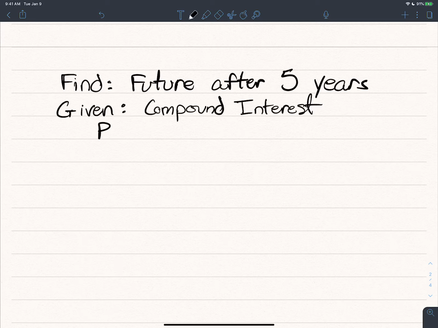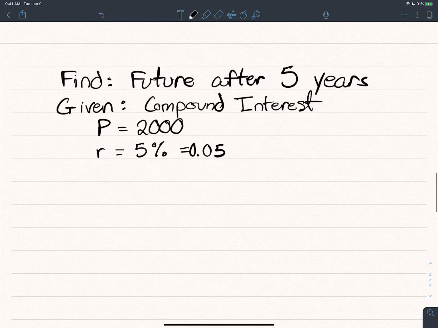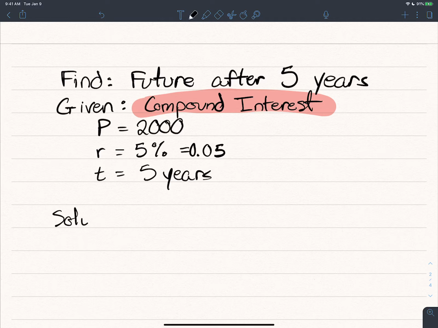And our principal is the same. We're still borrowing the same amount of money, $2,000. Our interest rate is the same, still 5%. We're not changing that, right? Or 0.05, same thing. And the amount of time is the same, 5 years. So the only difference is this. That's the only difference. The only difference is that we're doing compound interest instead of simple interest. Right? So let's go ahead and see if we can solve this out using a table like we did the first time.